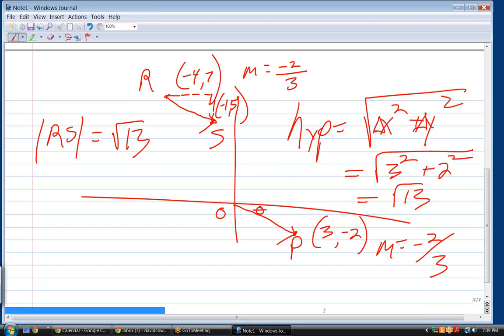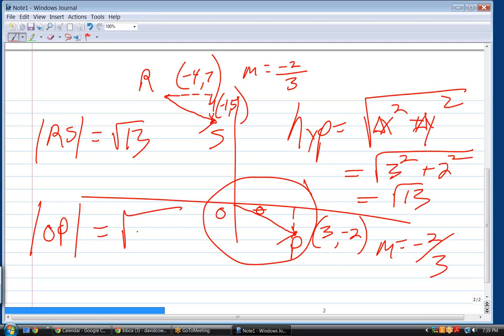Okay. What's the magnitude of OP? It's also the hypotenuse of that little triangle. So it would just be the square root of 3 squared plus 2 squared. So it's also the square root of 13. Okay? So if they have the same magnitude and they have the same slope, they are the same vector.